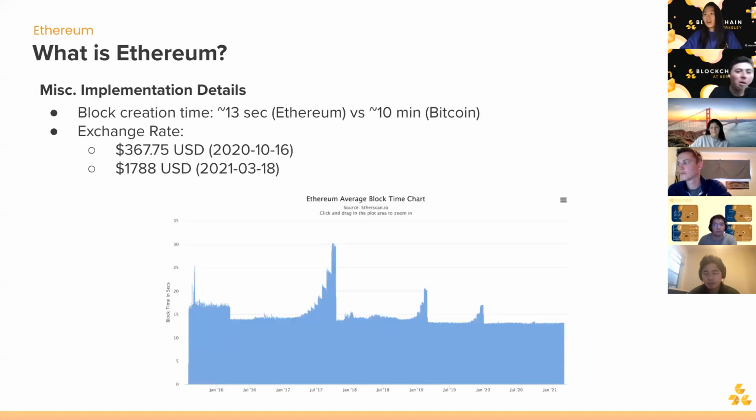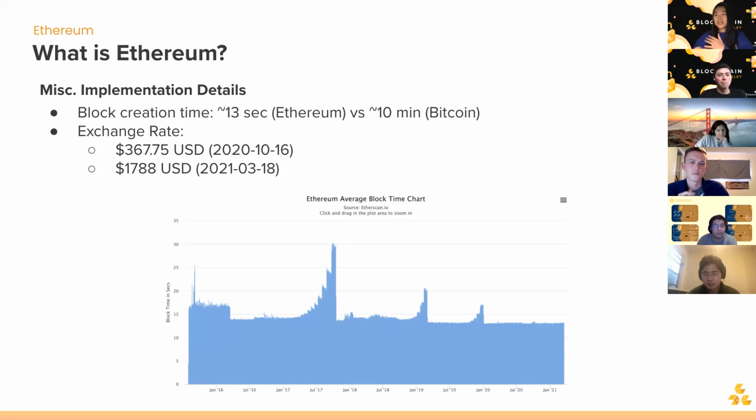Cool. So this is just some miscellaneous implementation details. From block creation time, Bitcoin actually takes 10 minutes for a block to be created, whereas Ethereum takes 13 seconds, which is a huge difference.